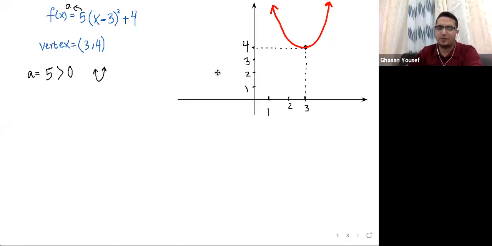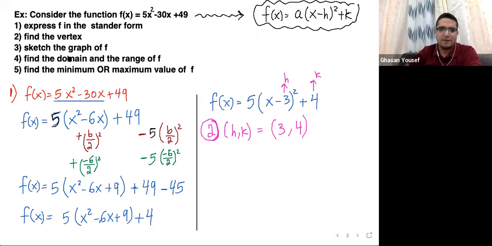So now we know how to graph a function by using the standard form. We need two things, the vertex and the sign of a. This is the vertex, this is the sign of a. Question number 4. Find the domain and the range of f.